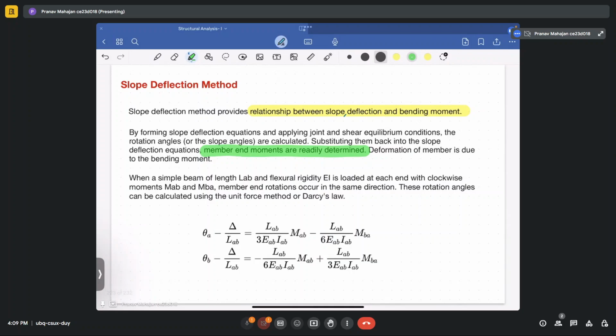Deformation of the member is due to the bending moment. That is why we are using this slope deflection method to determine the bending moment. When a simple beam of length LAB and flexural rigidity EI is loaded at each end with clockwise moments MAB and MBA, the member end rotations will occur in the same direction.